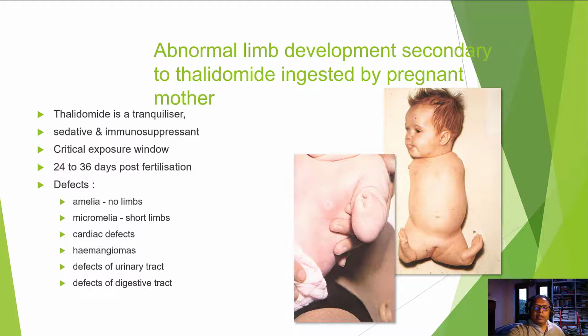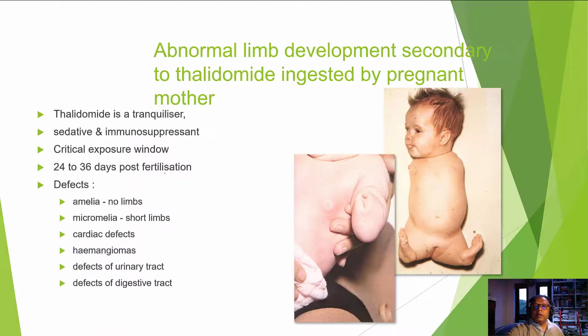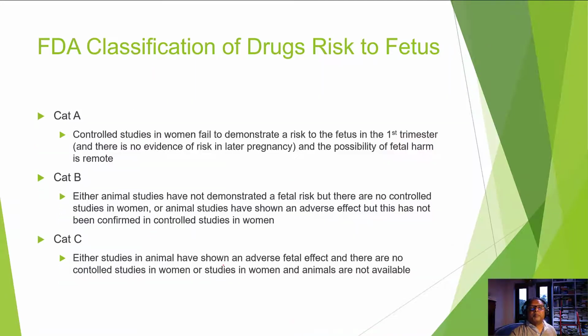So thalidomide, since it was given around 6 to 14 or 16 weeks, caused these abnormalities in the limbs, like amelia, no limbs, and micromelia, short limbs, as well as cardiac effects, hemangiomas, urinary tract effects, and digestive tract defects.